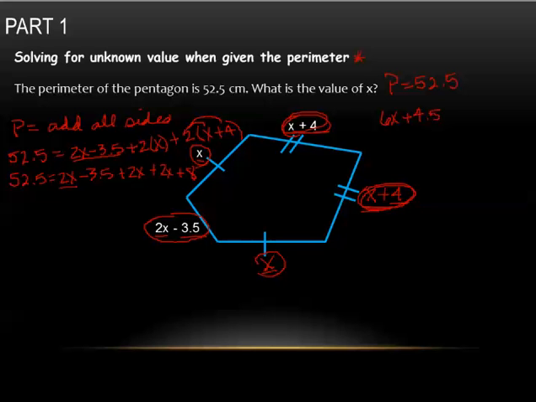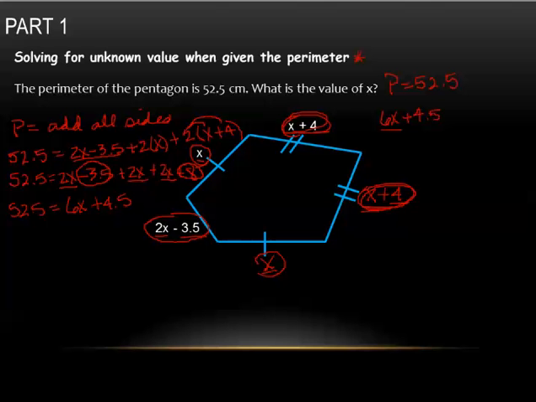Now I'm going to combine my like terms. Look at me, I'm underlining all my x's there. And remember over here I said I went through the picture and I added up all my x's and I got 6x. Well, 2 plus 2 plus 2 is going to give me 6. Let me write down this 52.5. And then you're going to take this negative 3.5 and combine it with this 8. 8 minus 3.5 is going to give me a positive 4.5.